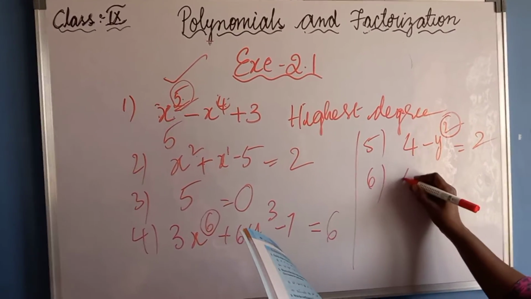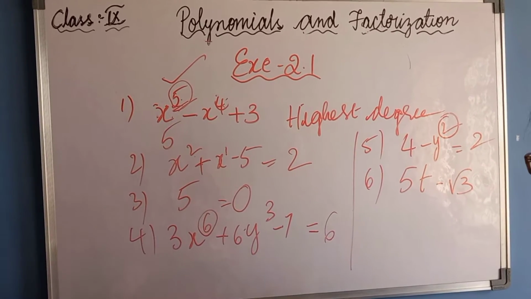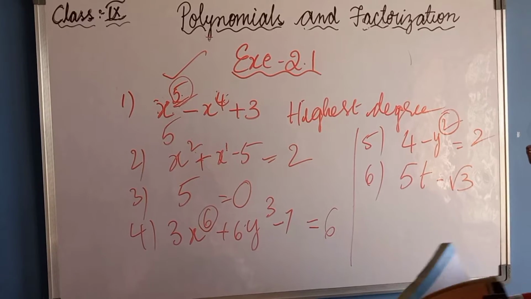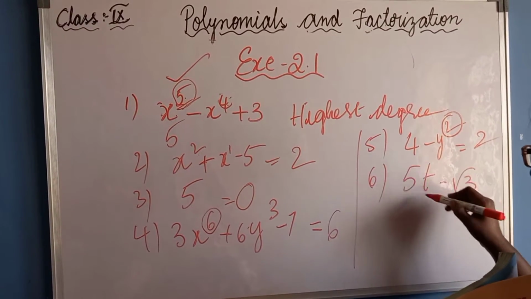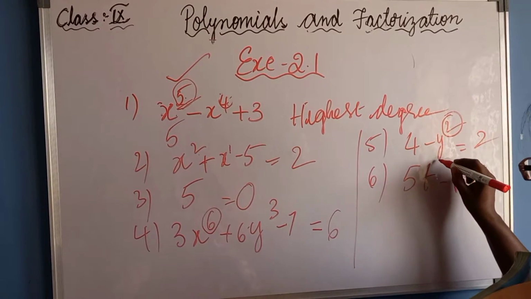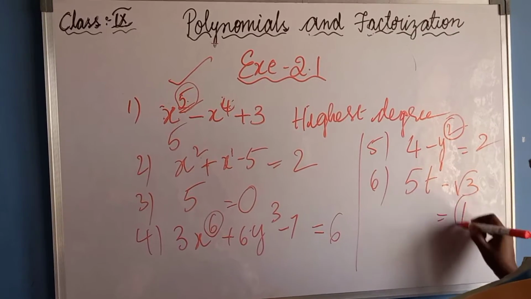Now coming to the sixth one, 5t minus root 3. In this, which is the highest degree? There is no degree mentioned over here, so we need to take it as 1. So 1 is the degree.